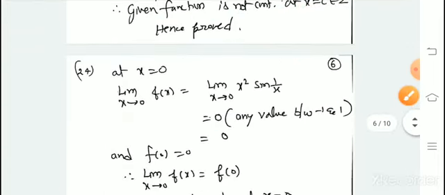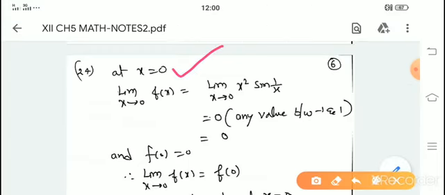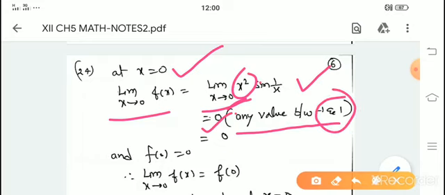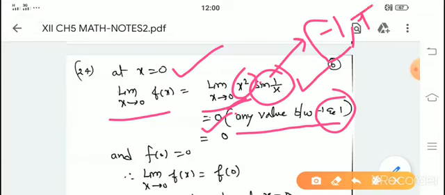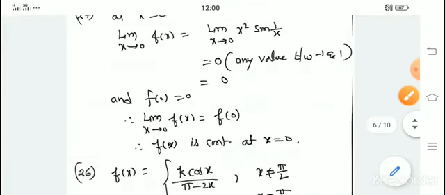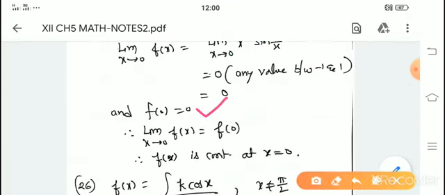In a similar way, the other question, 24th question, limit x tends to 0 of f of x, x square into sine 1 by x. As x tends to 0, x square is 0. Sine theta takes any value between minus 1 and 1, the range of sine theta is minus 1 comma plus 1. So any value between minus 1 and 1 into 0 will always be 0. Also it is given that f of 0 is 0, so the given function is continuous at x is equal to 0.